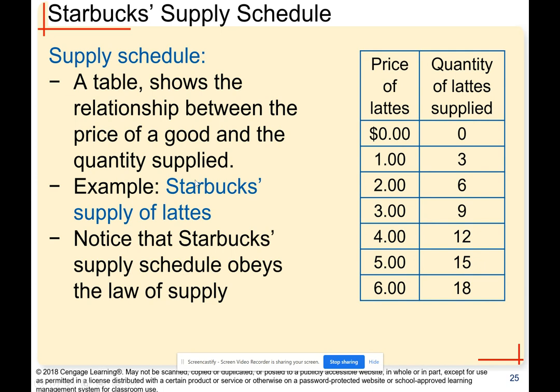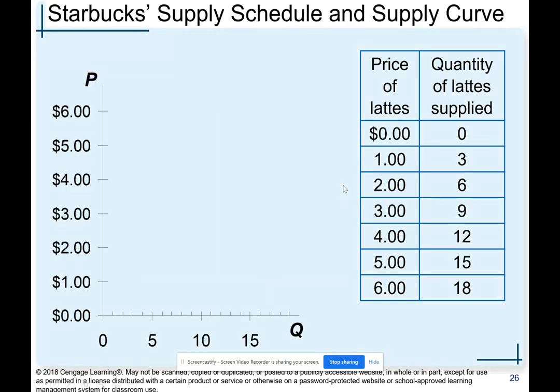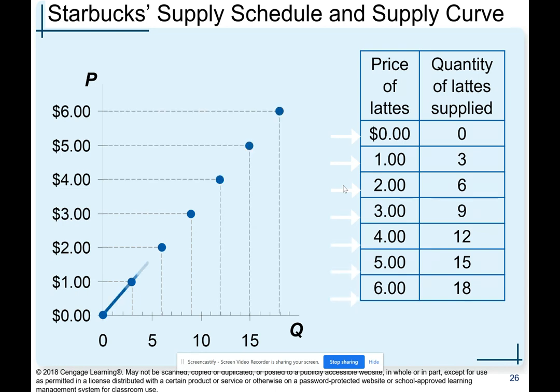Let's look at a supply schedule, plotting a supply curve from a supply schedule. This table shows a relationship between the price of a good and the quantity supplied. And this is the quantity of lattes. Starbucks is a supplier of lattes. As you can see, we plot this table into the graph and a positive graph emerges. That positive graph is called the supply curve.